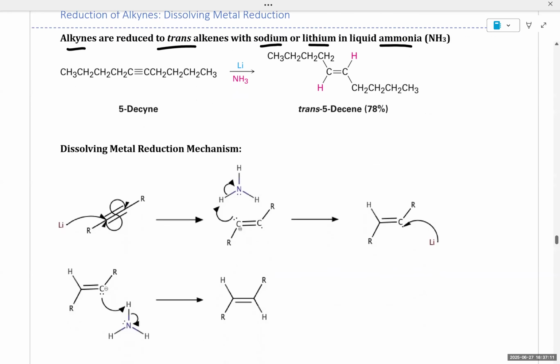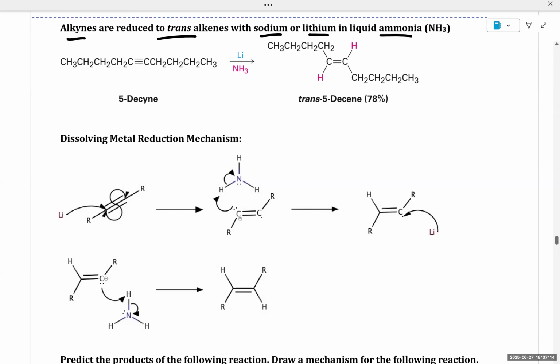So what's the mechanism? First, you have a single electron reduction where lithium donates an electron onto the alkyne. Here we generate an anion, more specifically, a radical anion. That anion then pulls off a proton. You then get a second one electron reduction to generate another anion, which abstracts a second hydrogen via deprotonation, and this yields the trans alkene.